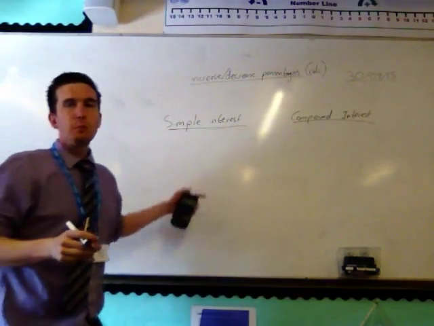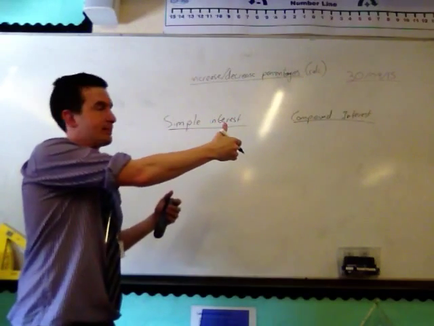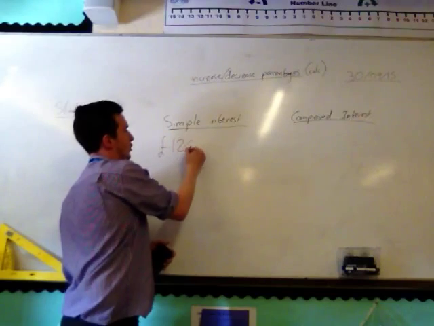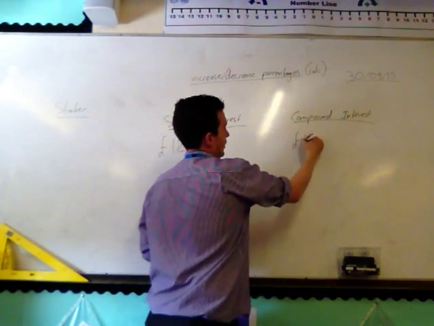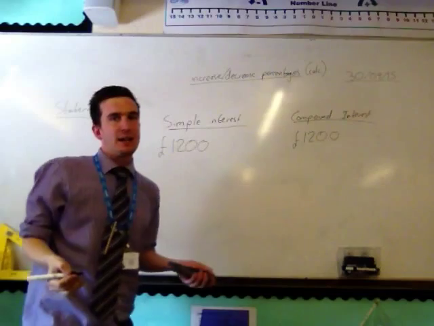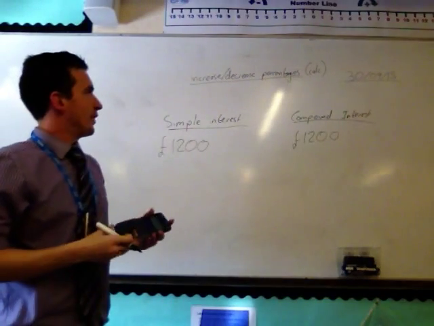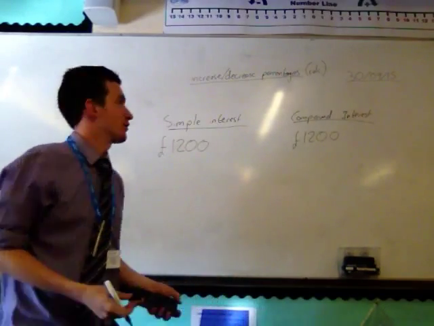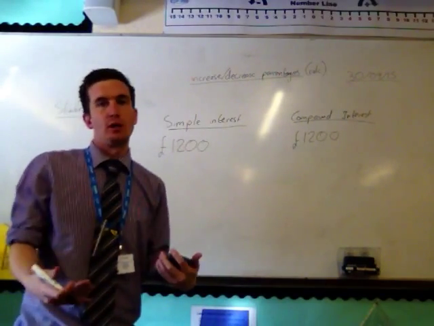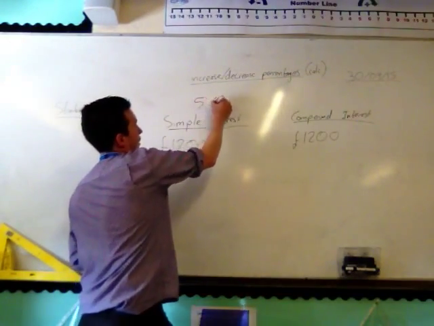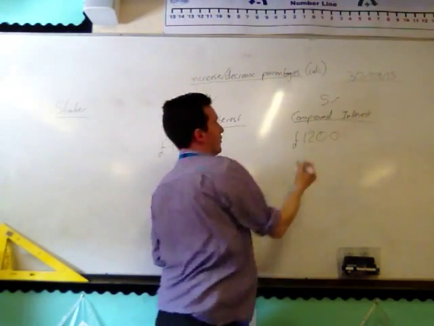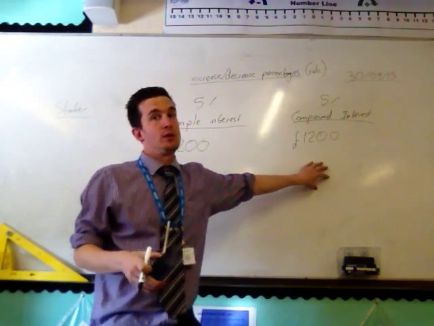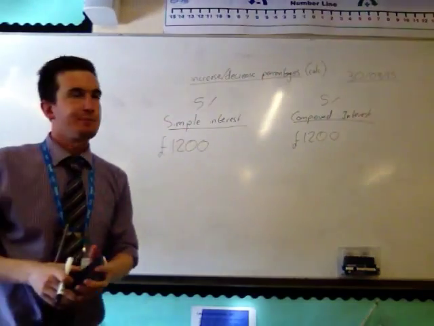So, simple interest. Let's say I've got two banks, and I'm going to invest £1,200 in each bank. Each bank gives me 5% interest. Both banks give me 5% interest, but one of them gives me simple interest, and one of them gives you compound interest. And I'm going to show you what they mean.